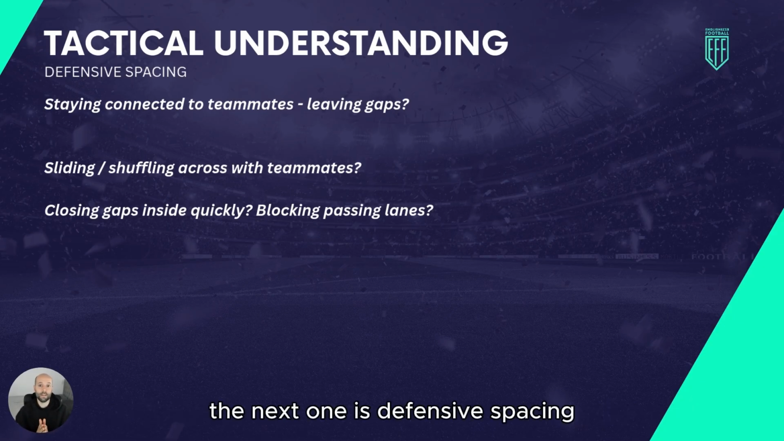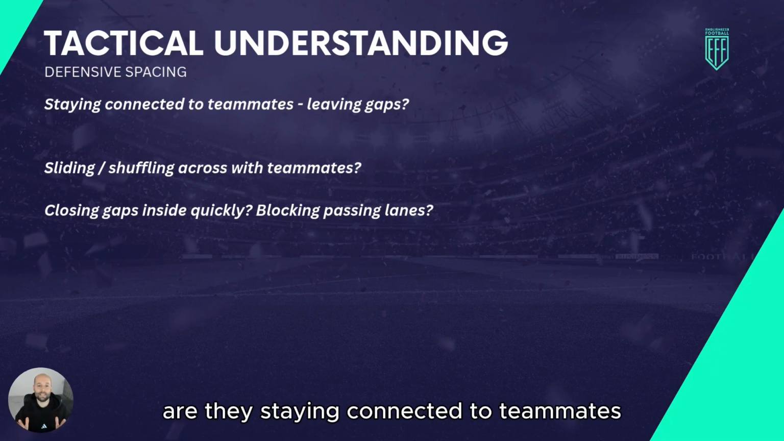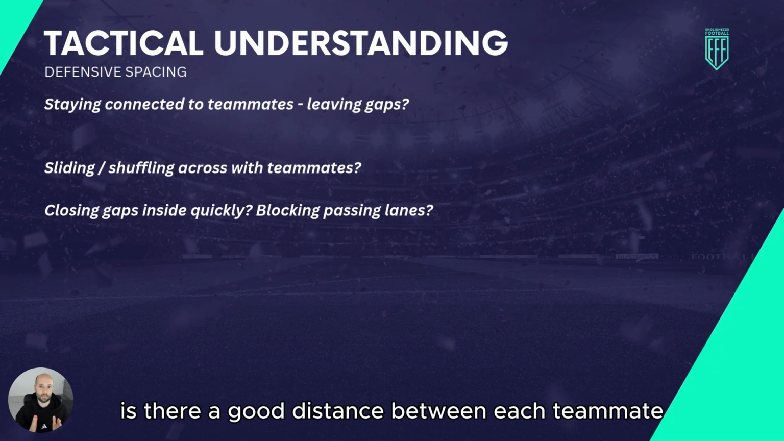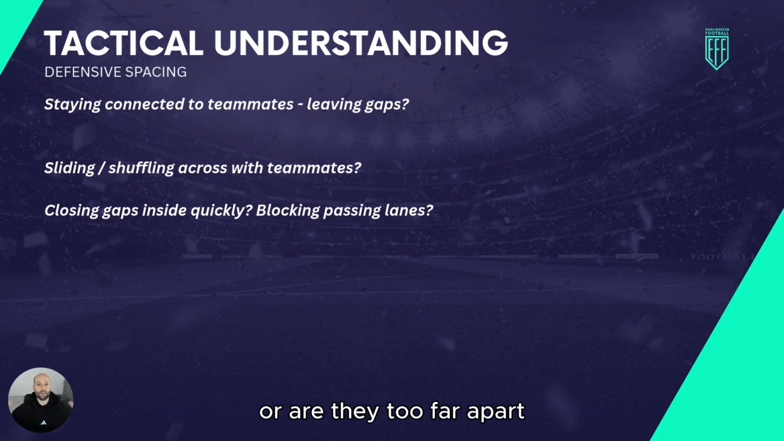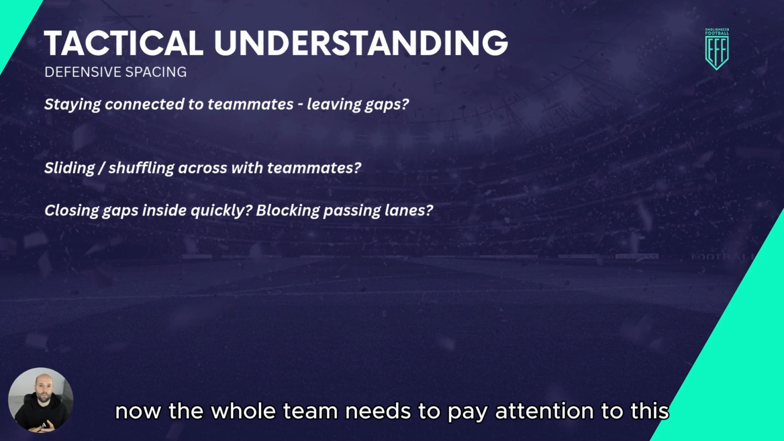The next one is defensive spacing. A big word in football is connection with defensive shape. Are they staying connected to teammates? So what does that mean? It means, is there good distance between each teammate, or are they too far apart? If they're too far apart, they're leaving gaps. Now, the whole team needs to pay attention to this.